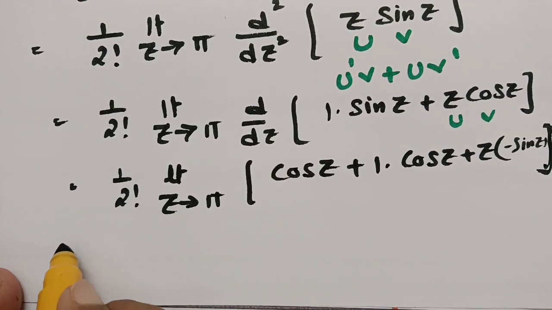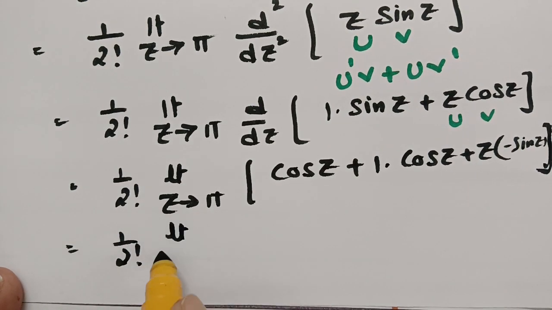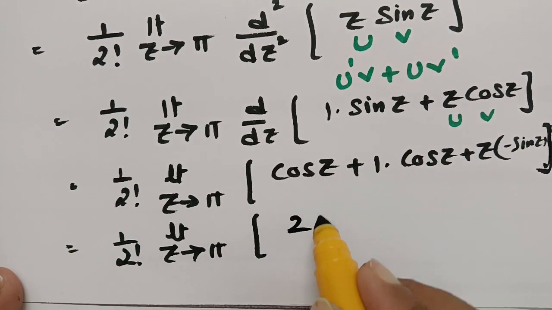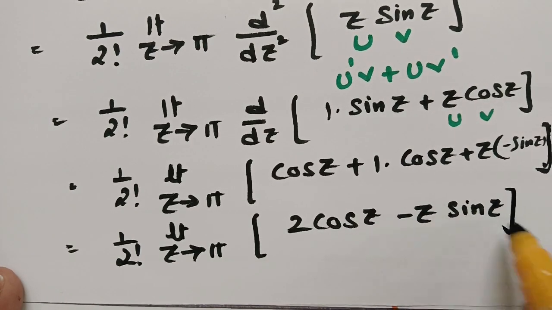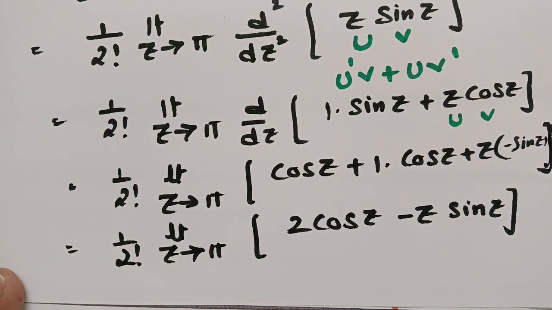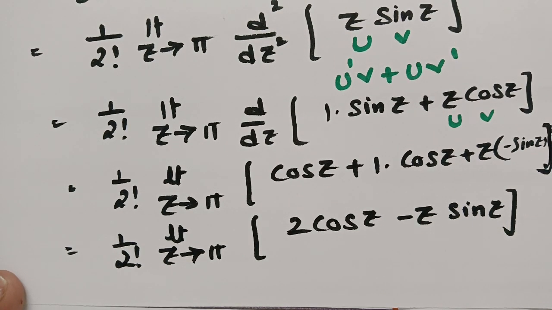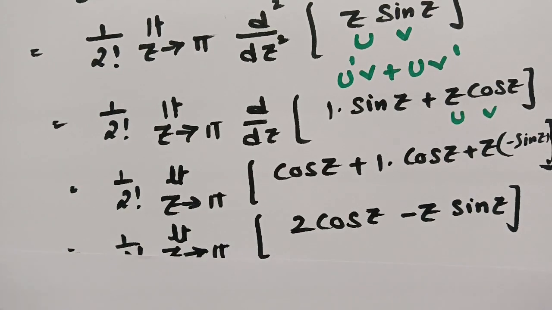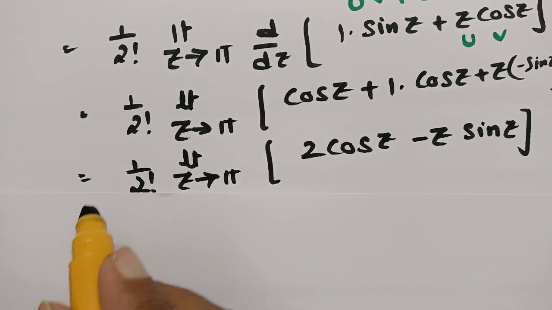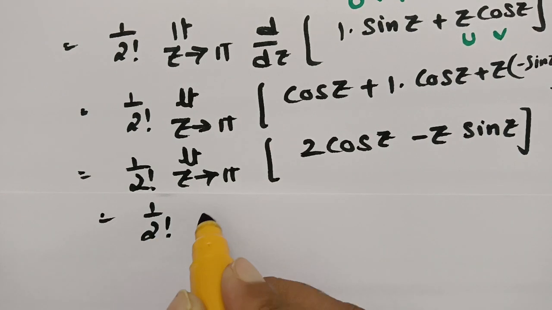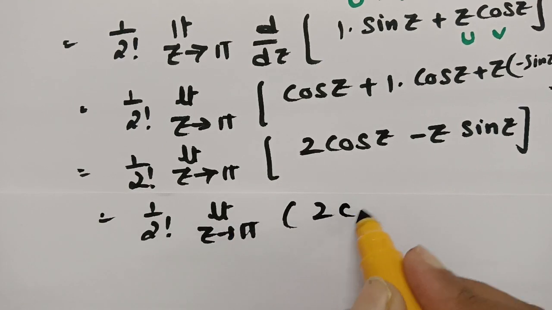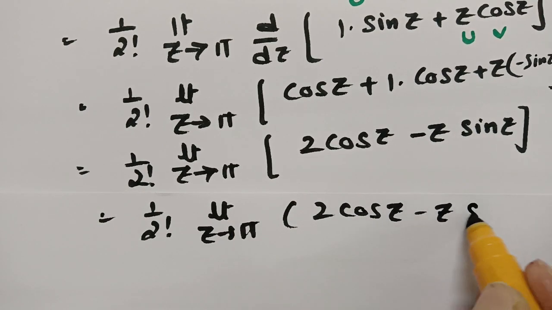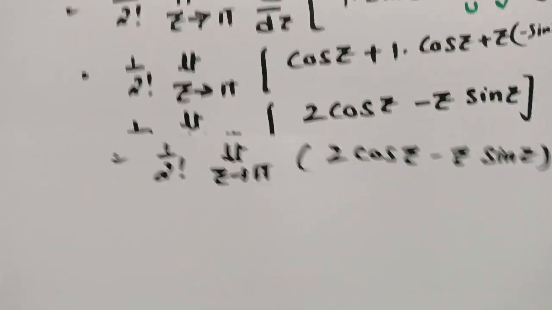And here the value will be 1 by 2 factorial into limit z tends to pi. So this is cos z into cos z, so this is 2 cos z minus z into sine z. So if I put z value as pi, then this value will be 1 by 2 factorial into limit z tends to pi of 2 cos z minus z into sine z.